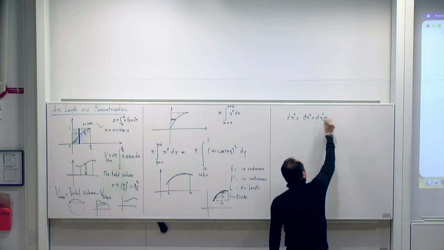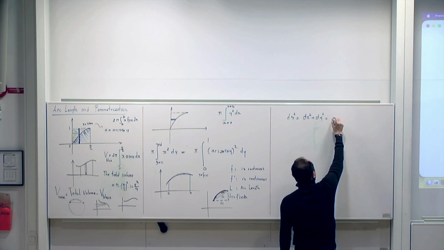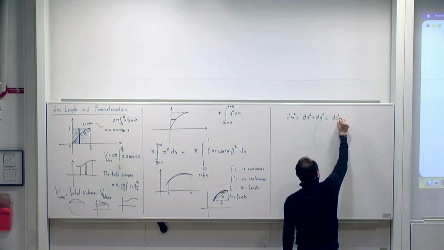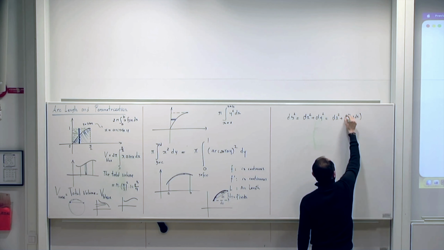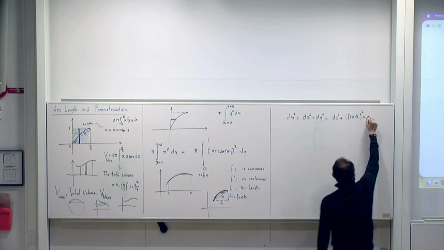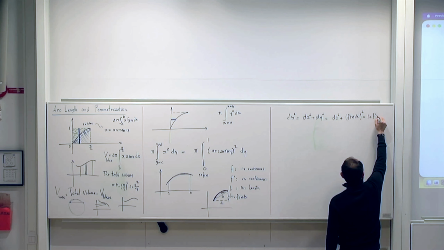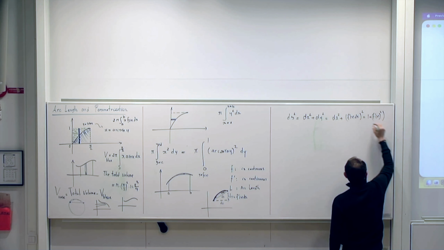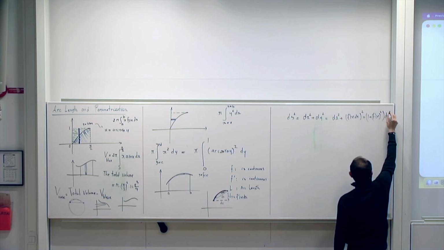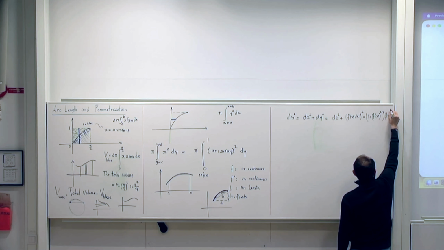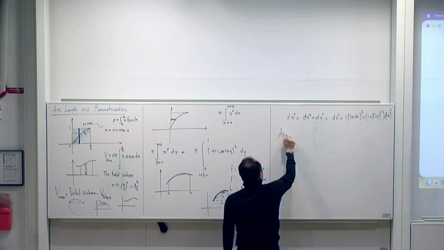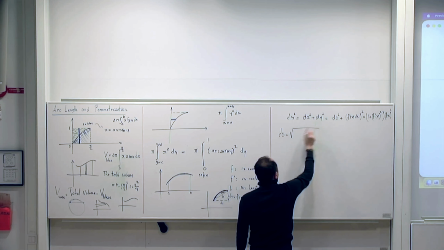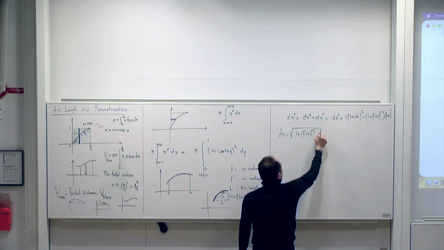So this becomes dx squared plus (f prime of x dx) to the power 2. And then it becomes 1 plus (f prime of x) to the power 2, and then I have dx to the power 2. And then if I take the square root, ds becomes the square root of that expression, and then I have dx.